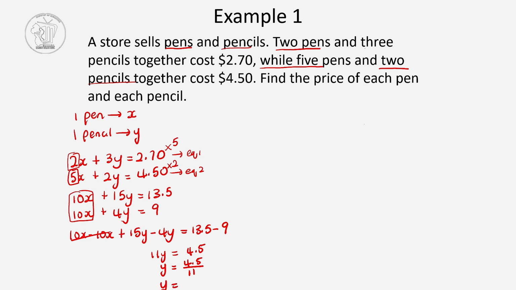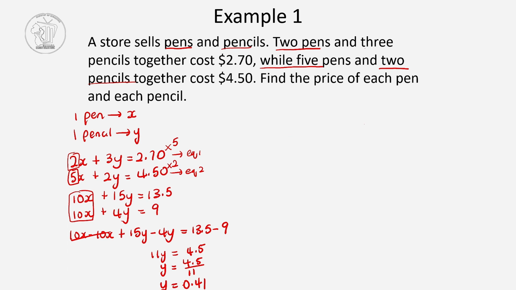Hence y will be equal to, when we divide 4.5 by 11, we'll get a recurring decimal, 0.4090909, and it keeps going on. So we can just round this off to 0.41. So y is equal to 0.41 when we round that off. So let's solve for x.